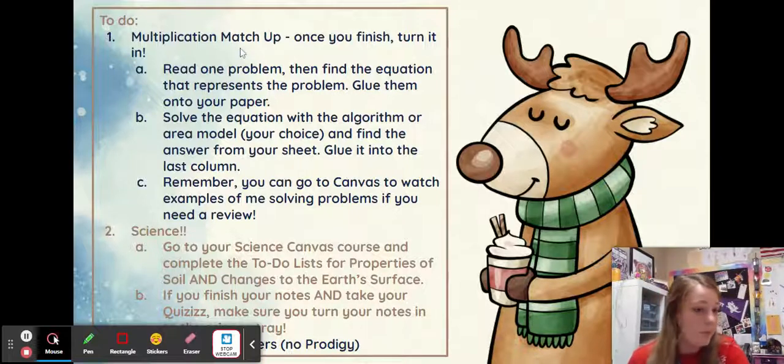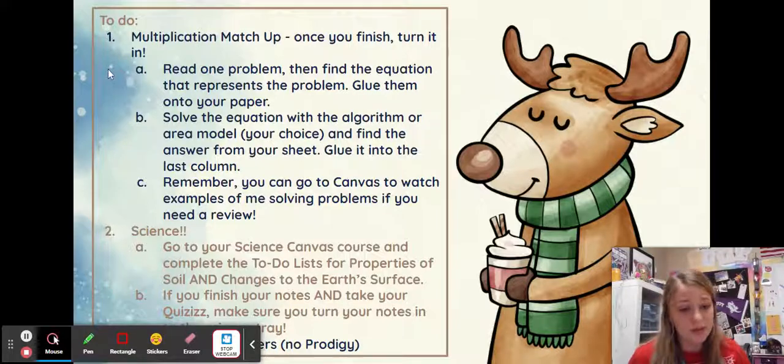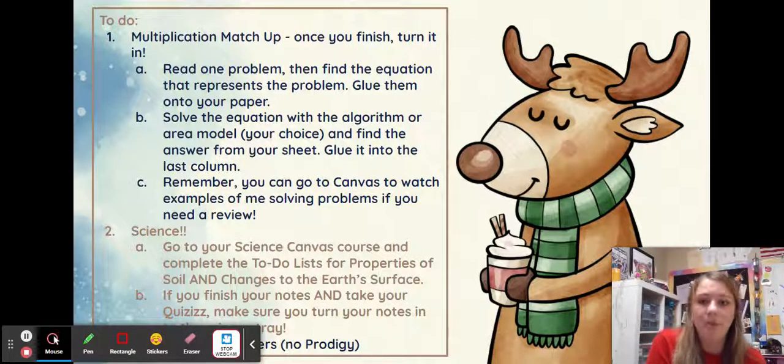Remember, we're doing group work. We know how to work as a team. It is not one person giving everyone else all the answers. We're not going to argue. We're not going to get in fights, okay? You can have disagreements, that's fine, but we know how to work it out. So you are doing the multiplication matchup together.